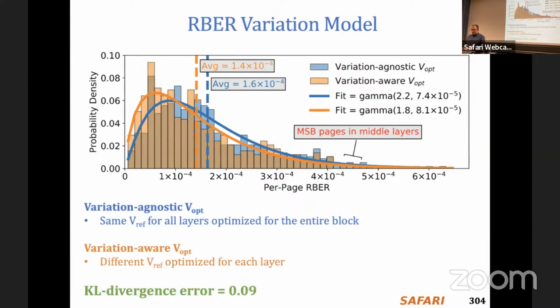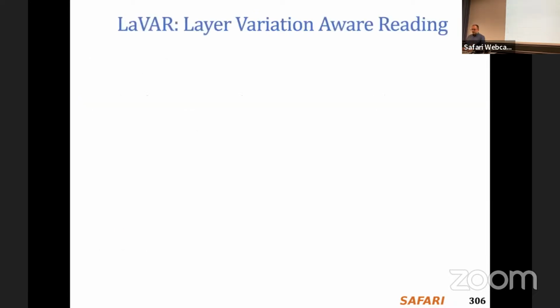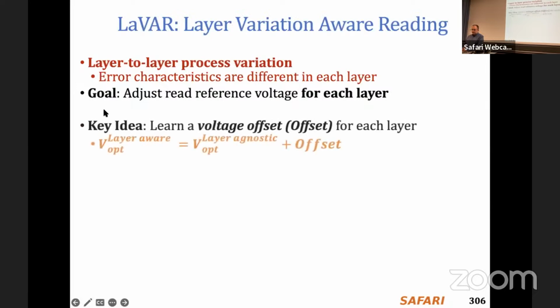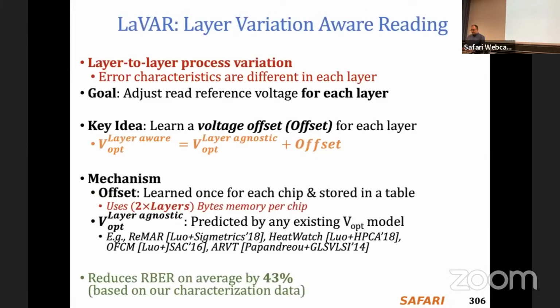So we model it, and here are some results about how effective that model is. And then we wanted to design some mitigation techniques based on that. So the first technique is layer variation aware reading. We have this layer-to-layer process variation, as we discussed, and the goal is to adjust the read reference voltage for each layer. Essentially, we need to have a different reference voltage per layer. And the idea is that we predict that using our model and get that offset, essentially. And that can reduce raw bit error rate on average by 43%.